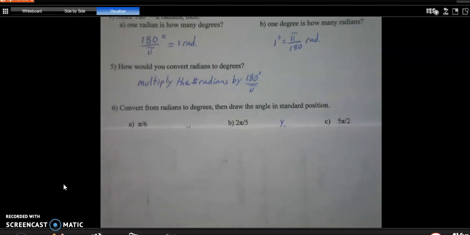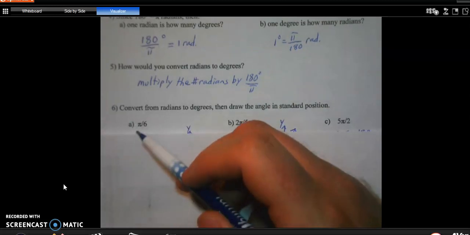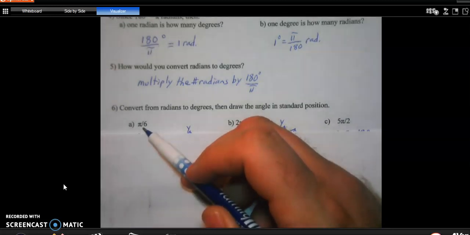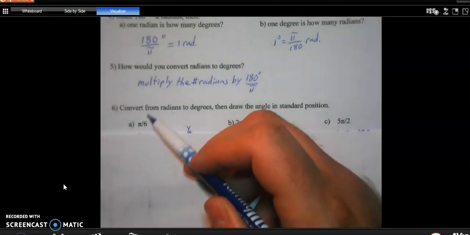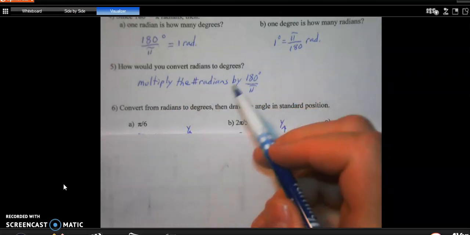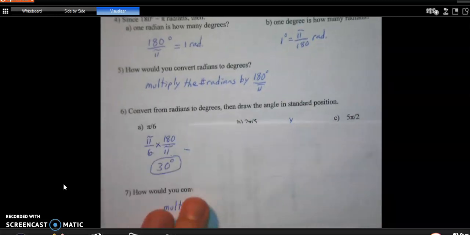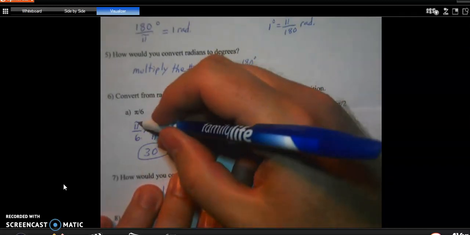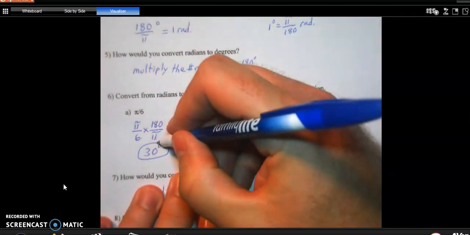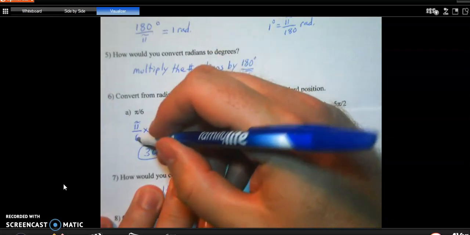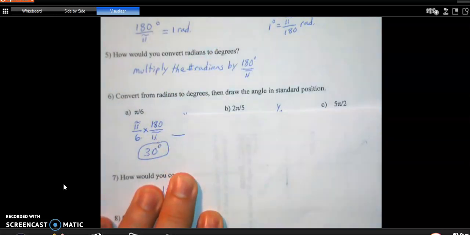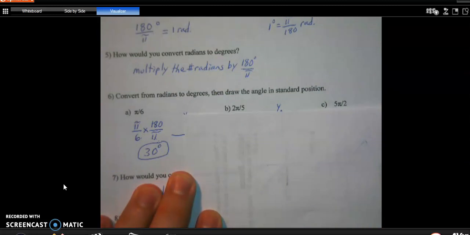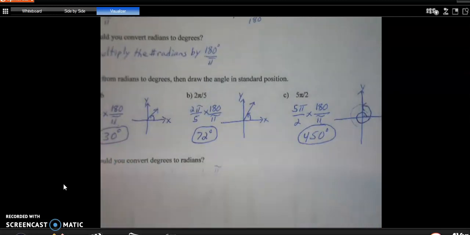and then drawing the angle in standard position. So if you want to convert pi over 6 radians into degrees, we're going to multiply pi over 6 by 180 over pi. It's very straightforward. It's just a matter of reducing things out. Notice that the pi's will reduce to 1 over 1, and you're essentially left with 180 over 6, which is 30 degrees. So pause the video and do parts B and C, and I'll show you the answers. Okay, they're pretty straightforward.